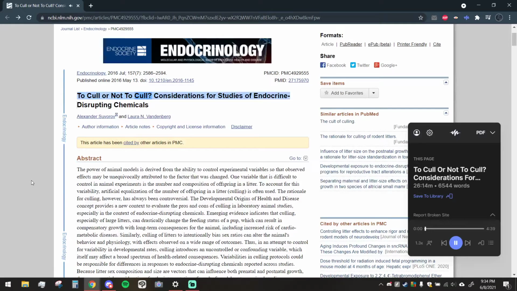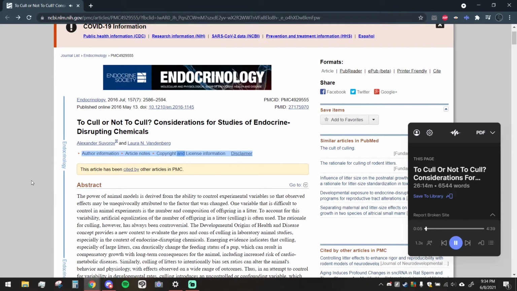To cull or not to cull? Considerations for studies of endocrine-disrupting chemicals. Alexander Suvorov and Laura N. Vandenberg. Author information, article notes, copyright and license information, disclaimer. This article has been cited by other articles in PMC.